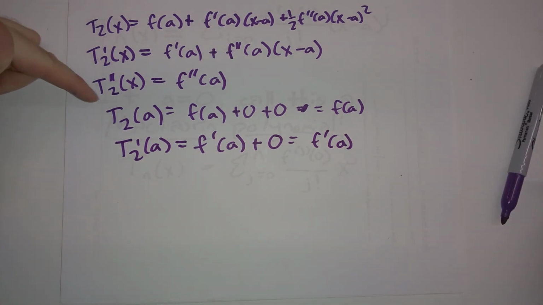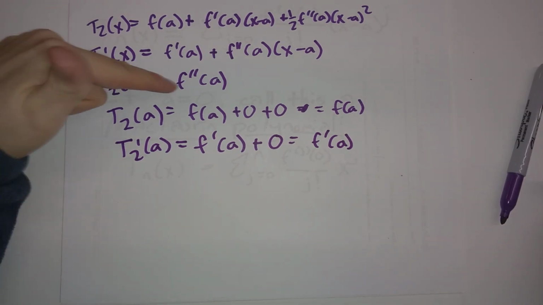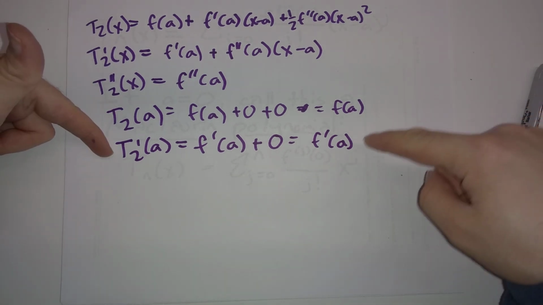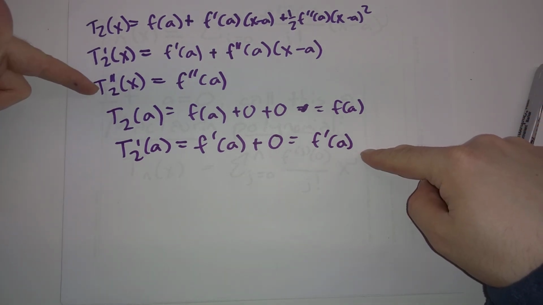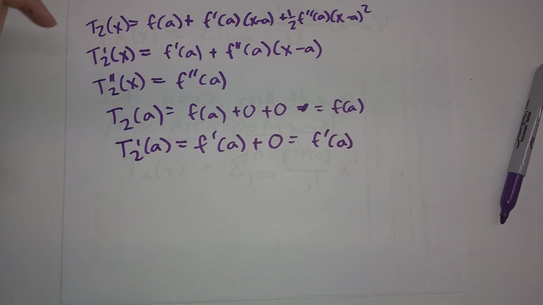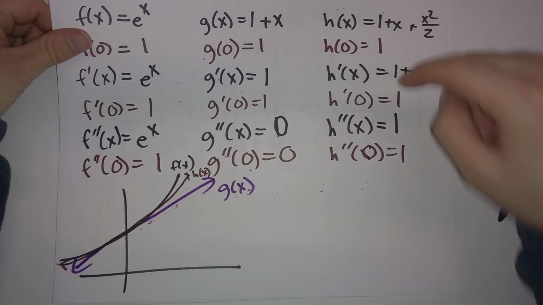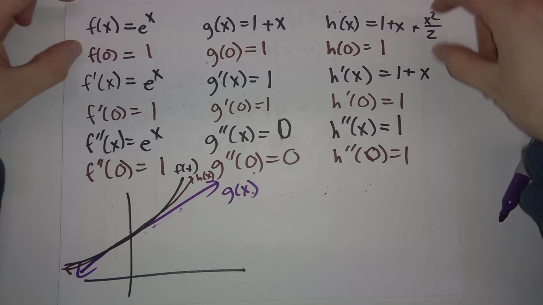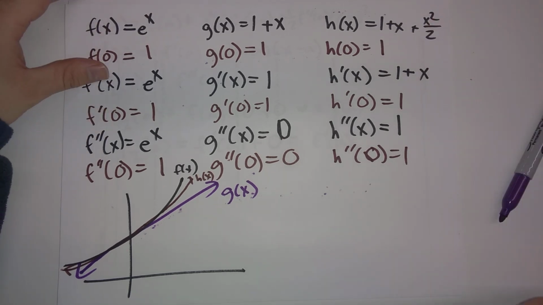So T2 double prime of a is equal to f double prime of a. So T2 of a is f of a, T2 prime of a is f prime of a, T2 double prime of a is f double prime of a. Everything is checking out here. Basically, this is showing that what we did in this sheet back in the previous video is just doing this more generally.